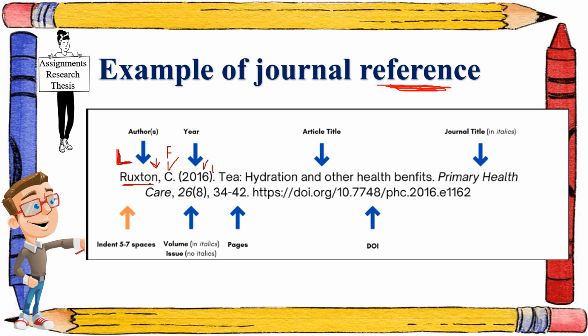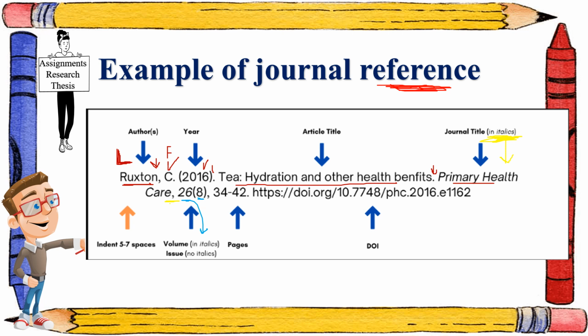Second thing is the name of the article, and then there is a full stop, very easy. Then third thing is the journal title, and the important thing is that this is in italics. You have to write the journal name in italics. Then there is a comma, and then the fourth thing is the volume number, which is in italics. So you should notice this very carefully. Then the issue number in brackets.